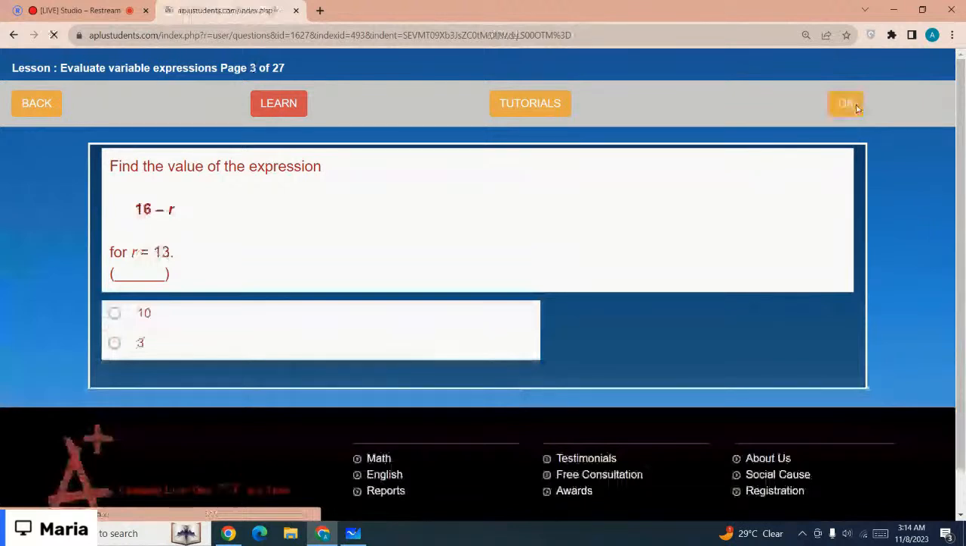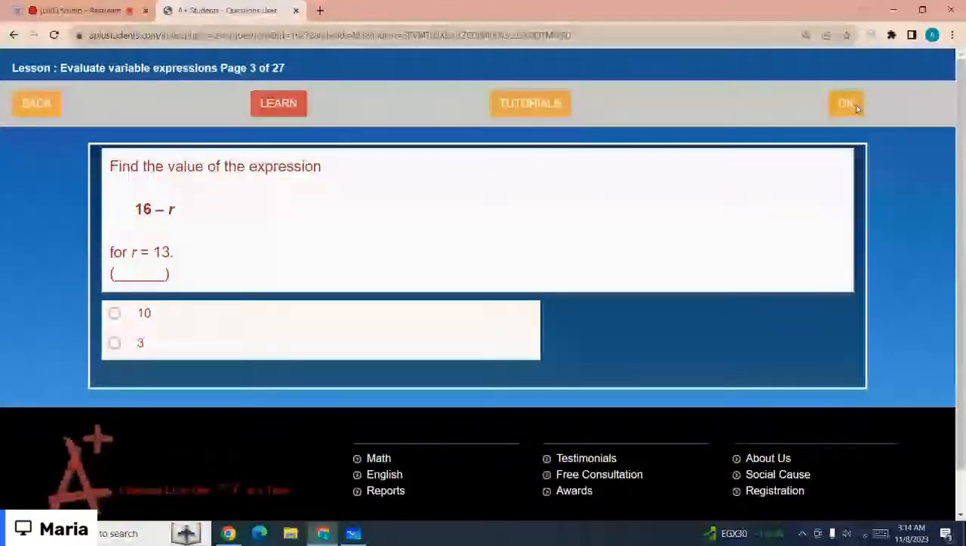R equals 13. So replace the R with 13. So 16 minus 13 equals 3. Yes, dot means you have to multiply them.